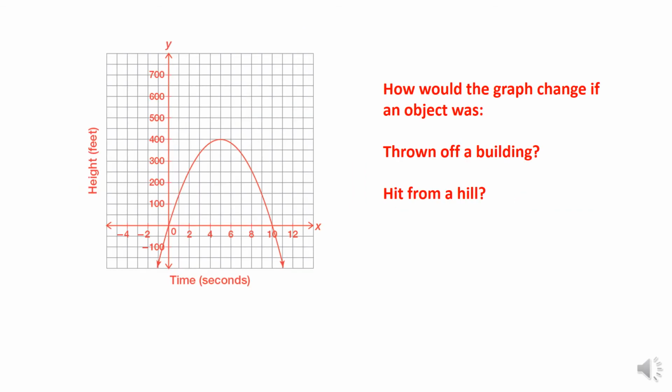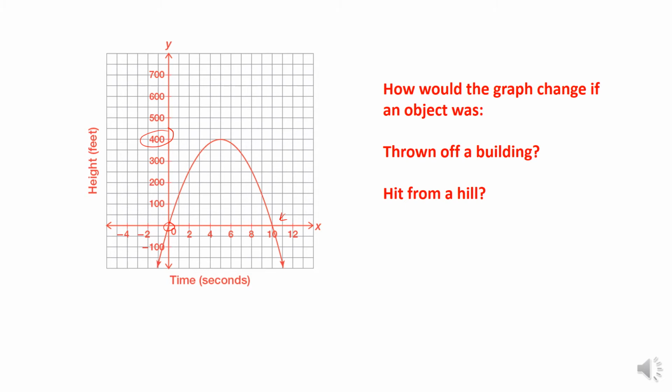Okay, so how would the graph change? So this is just something being thrown and coming back down. So it's going to a height of 400 feet, so it must be being hit with a baseball or something. And then it's landing back down. My zeros are 0. It started at 0 seconds, and it landed at 10 seconds. So it was in the air for 10 seconds.